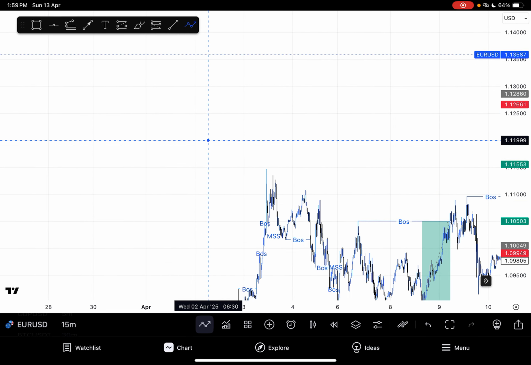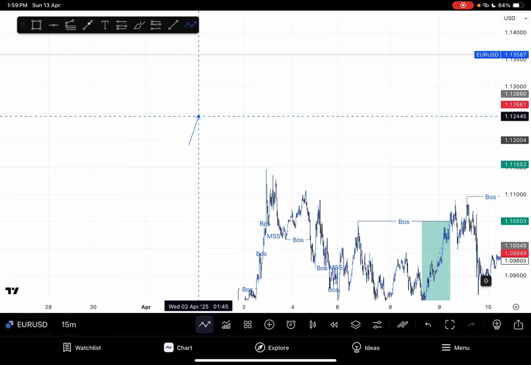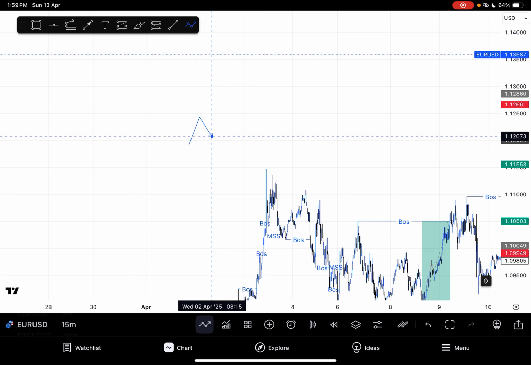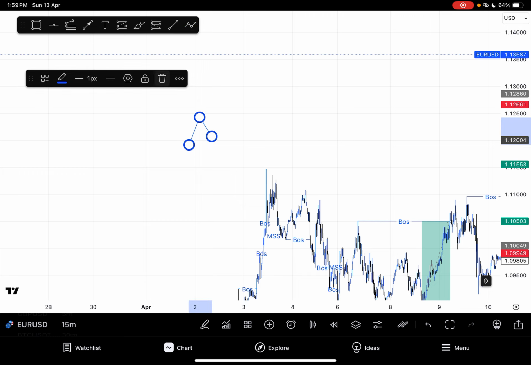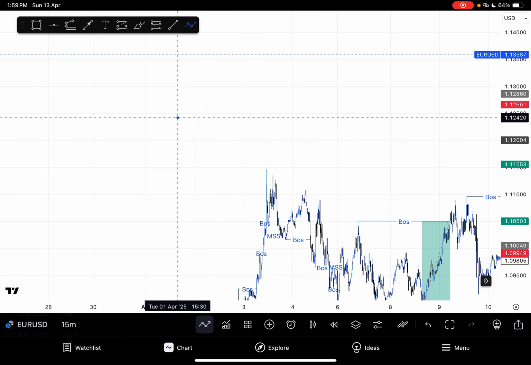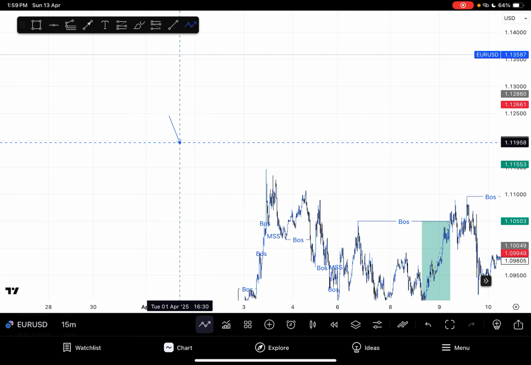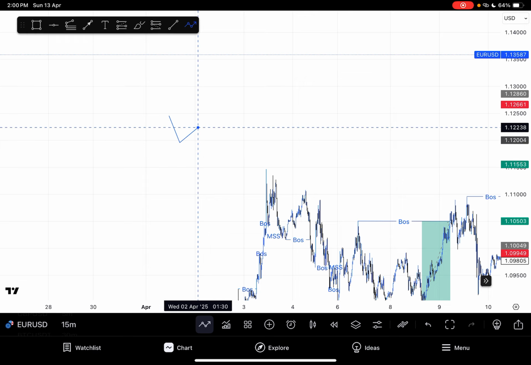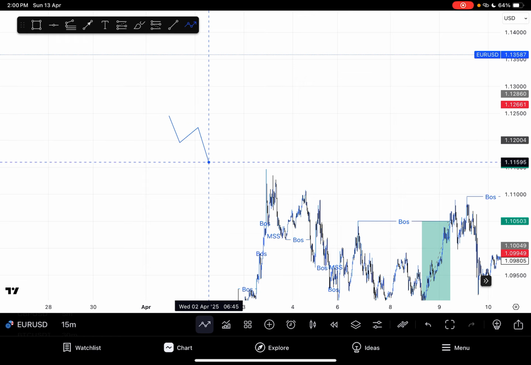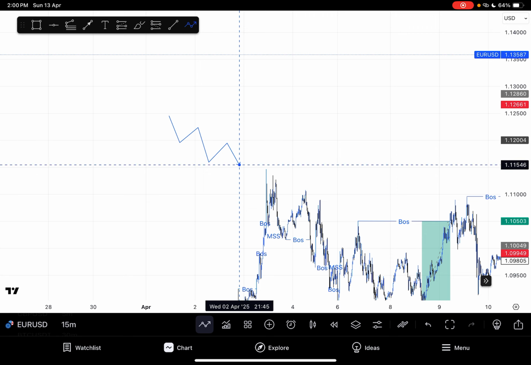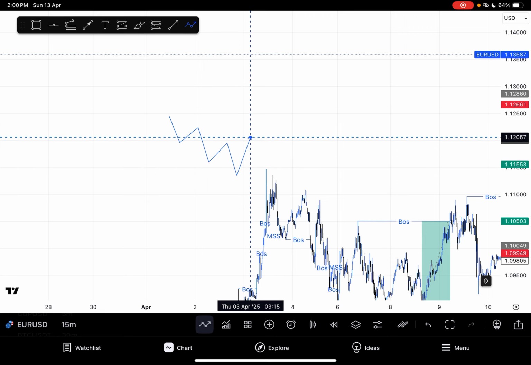So let's say price is moving in a bullish direction, or let's just say rather price is moving in a bearish direction. Say price was moving in a bearish direction, and then suddenly you see a market structure shift.